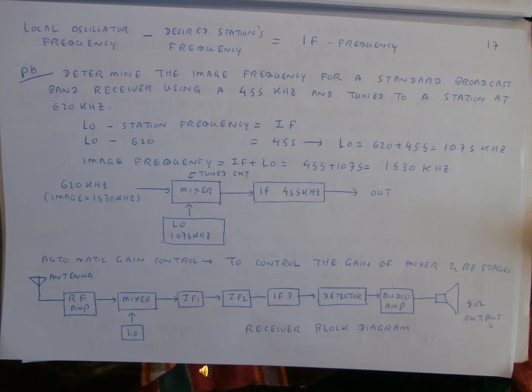Equation: the local oscillator frequency minus the desired station frequency equals the intermediate frequency. This is the equation. Then we also solve the problem.